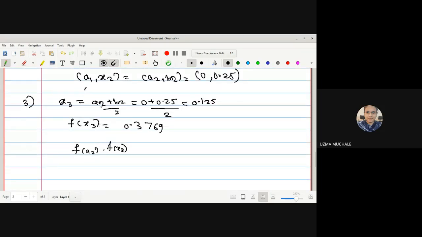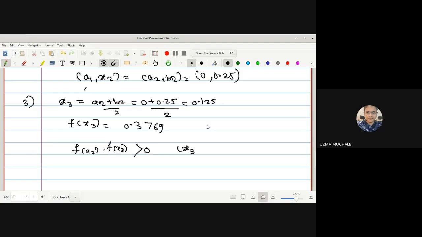Now we have to check what will be the next interval. If we see the value of a2, it is 0. So what is f of 0? It is 1, which is positive. This is also positive. The resultant is not less than 0. So both are positive, so the resultant is greater than 0. If the resultant is greater than 0, that means the root doesn't lie in the interval a2 to x3.